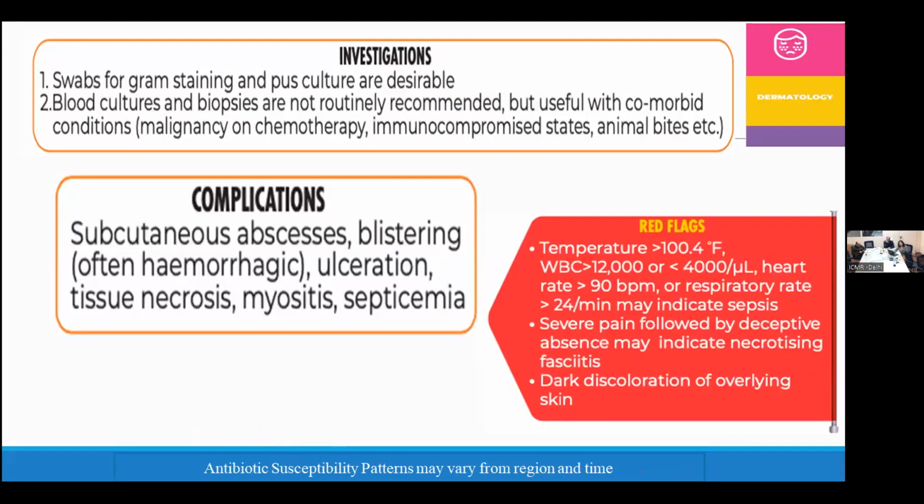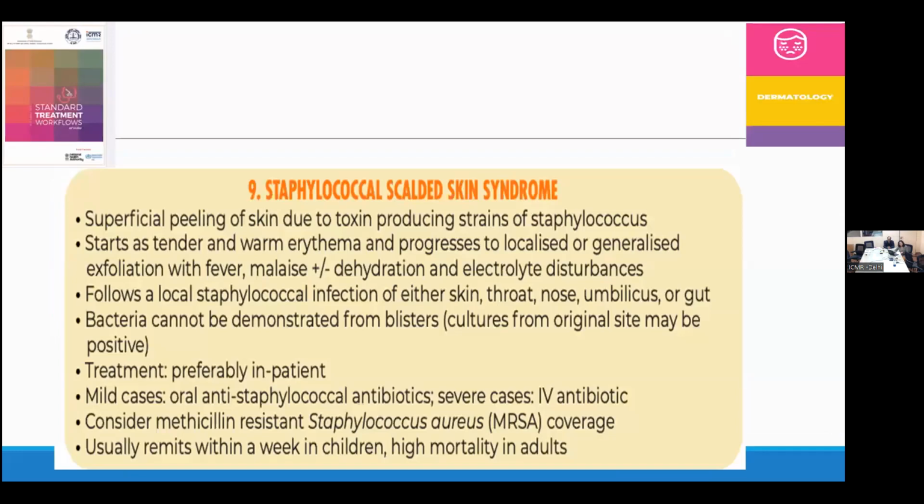Then also that investigations are not required for all. Where to do investigations, what are the complications? And like we've been saying again, the red flag signs: whether temperature is more than 100, WBC is increased or it is decreased, both of them, the heart rate, severe pain followed by deceptive absence where the patient has progressed to necrotizing fasciitis or dark discoloration of the overlying skin.